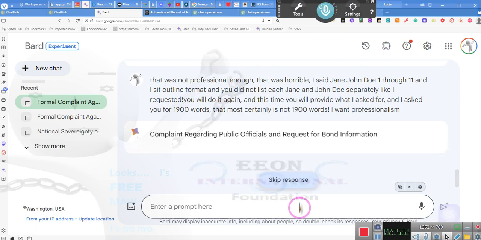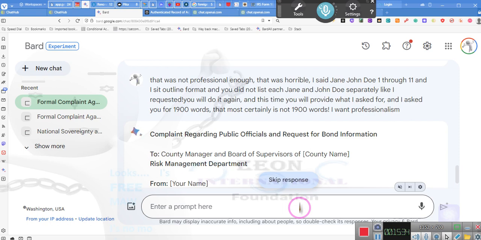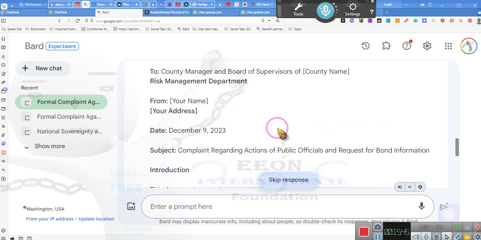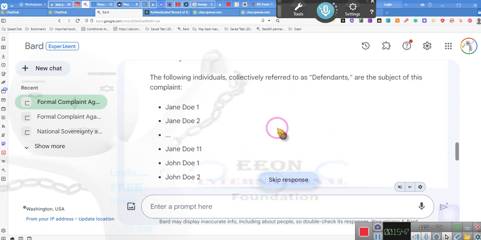Ladies and gentlemen, you know, I just realized that Dragon NaturallySpeaking, that's a crescent and a star. I just realized I've been seeing it all this time. Now, you notice this time he didn't apologize, but let's see if he gave us a little bit better.